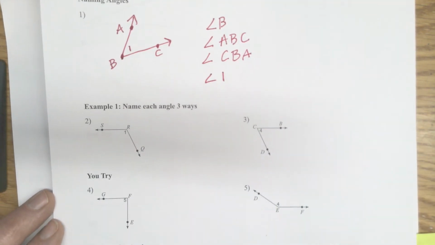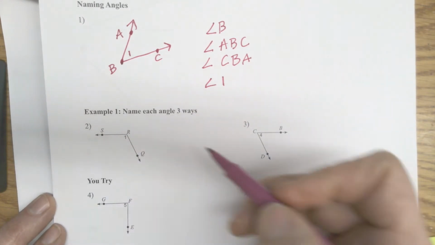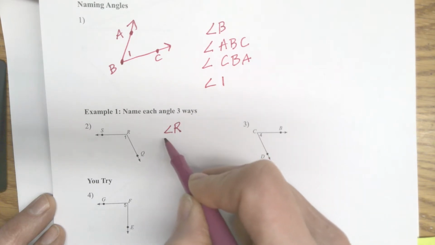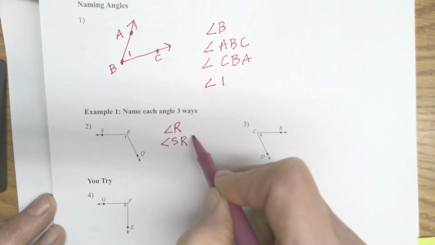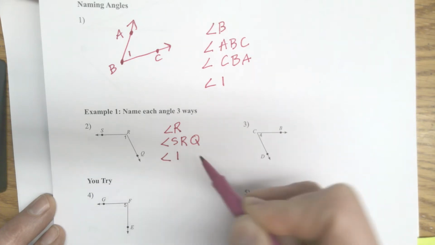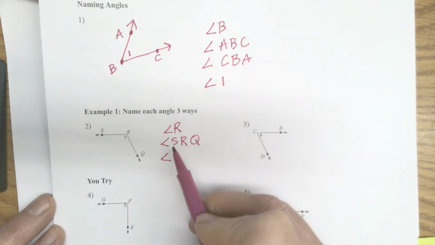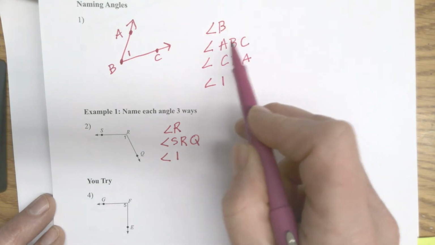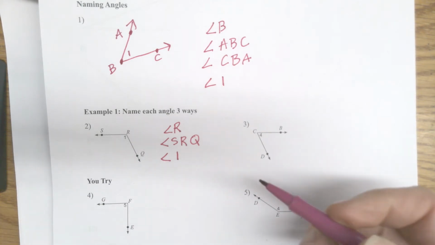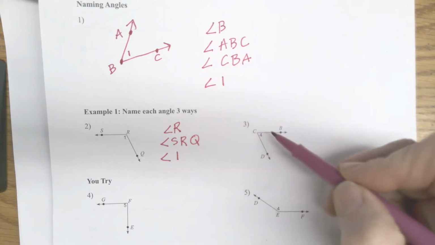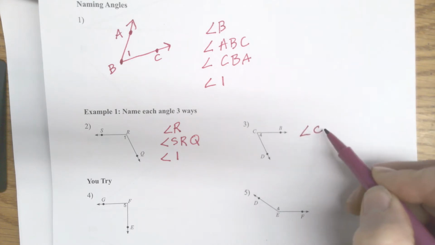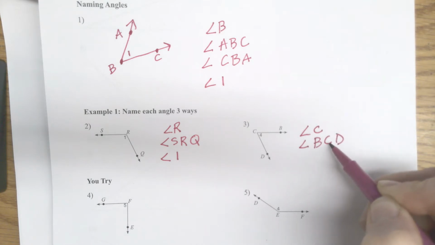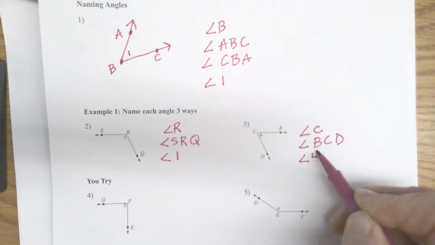So when I look at the problems below, I would call problem number 2 angle R, or angle SRQ, or angle 1. Now I usually don't write SRQ and QRS because basically they're the same thing. I just wanted to let you know that it doesn't have to necessarily be in alphabetical order. Okay, so 3 would be angle C, or angle BCD, C being in the middle, or angle 4.